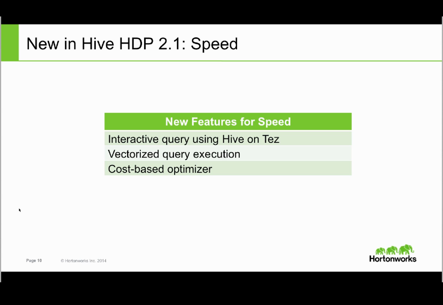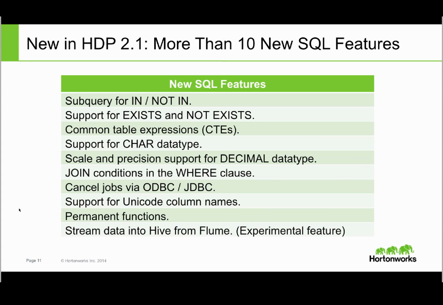So all of these features speak not just to better speed, but also better scale that you get out of Hive. Another thing that has been evolving in the Hive ecosystem is the SQL semantics that Hive supports. And with HDP 2.1 and Hive 13, there was an introduction of more than 10 new SQL features. That includes things like correlated subqueries, common table expressions, new data types, and a lot of other things.